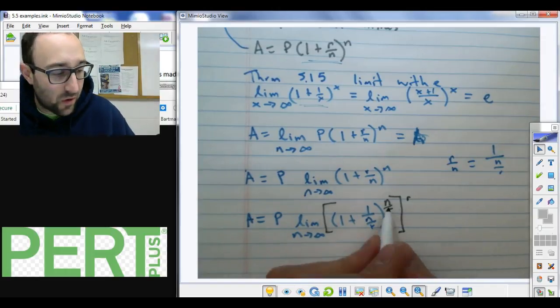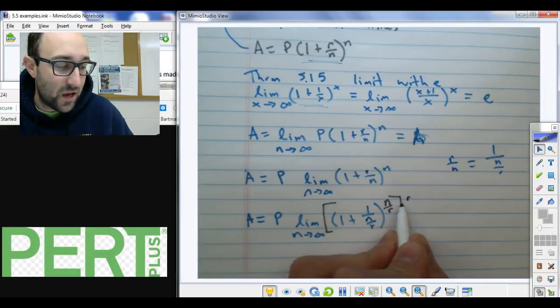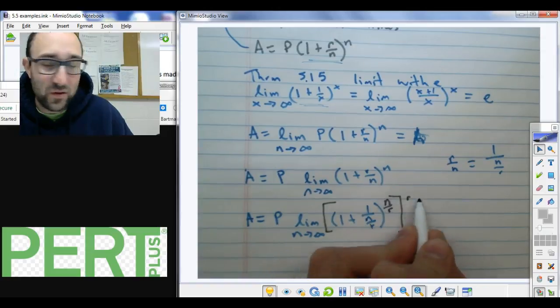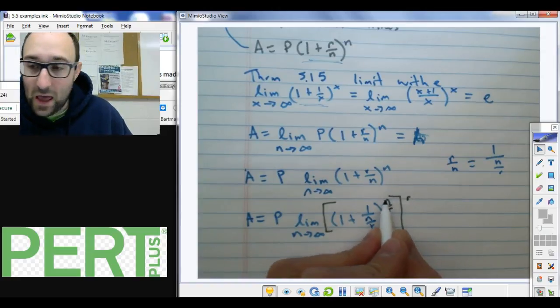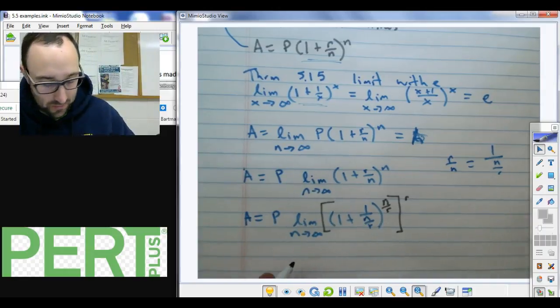Okay, now you say, well, that's kind of weird. But if I distribute this in, r divided by r times n, the r's would cancel out and be left with just n. So I'm doing a fancy way of using exponents to rewrite n in there, okay? And you'll see why I'm about to do that.